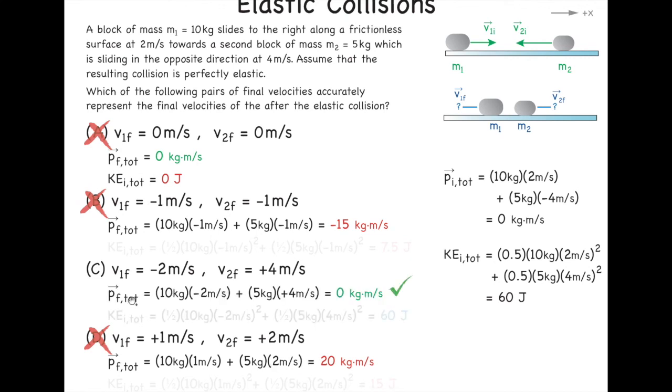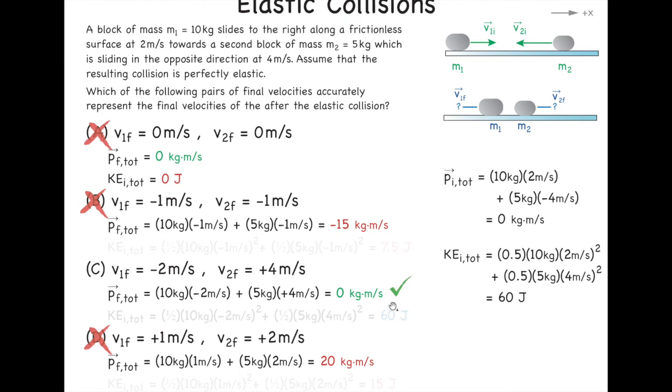But for option C, where we say we think that the first block is going to bounce off and end up going 2 meters per second backwards in the negative direction, while the second block is going to bounce off in the positive x direction at 4 meters per second. Right, let's see if that scenario works out. Well, it's 10 times minus 2, which is minus 20, plus 5 times plus 4, which is positive 20, and that cancels out to give us 0 kilogram meters per second. So from a momentum standpoint, we have conservation of momentum.